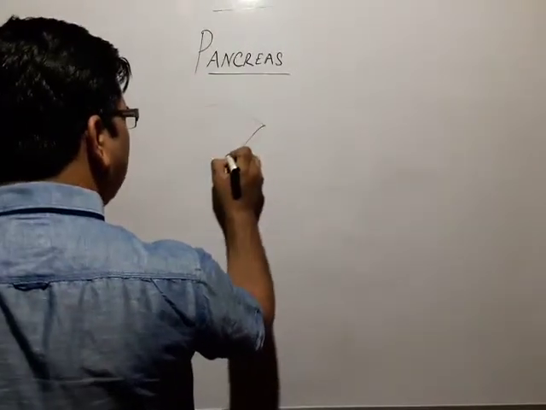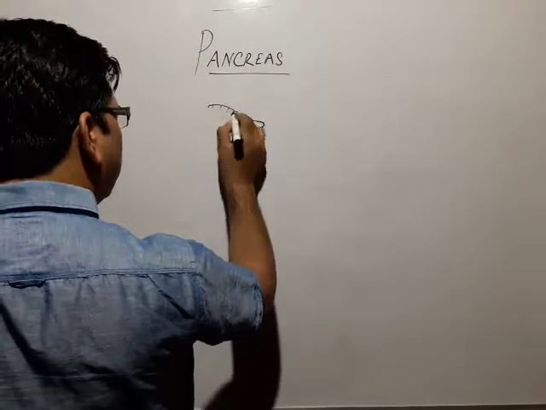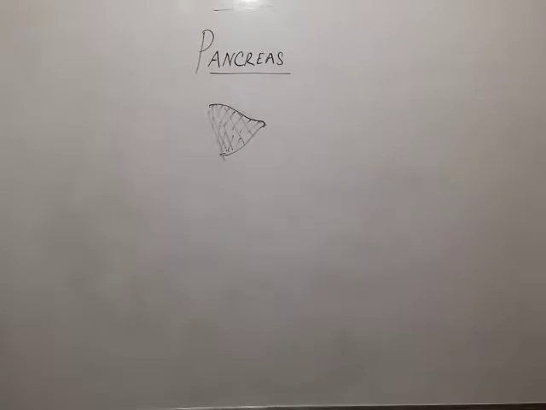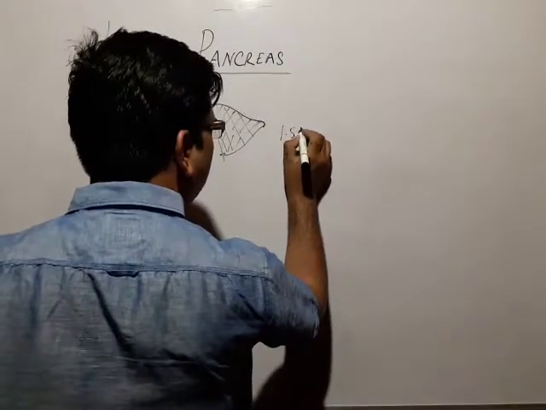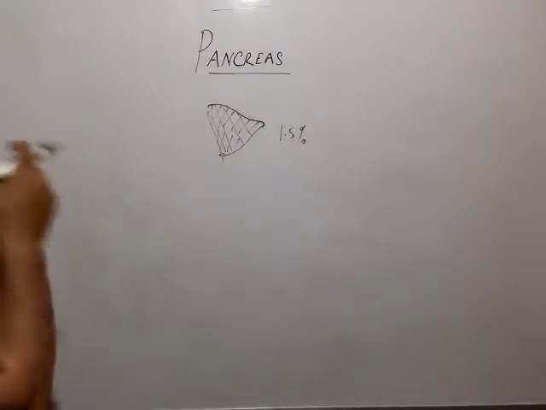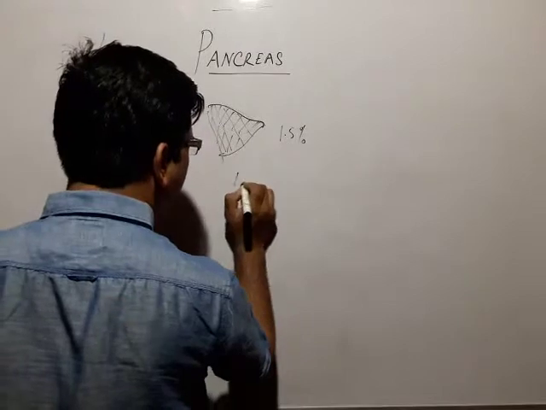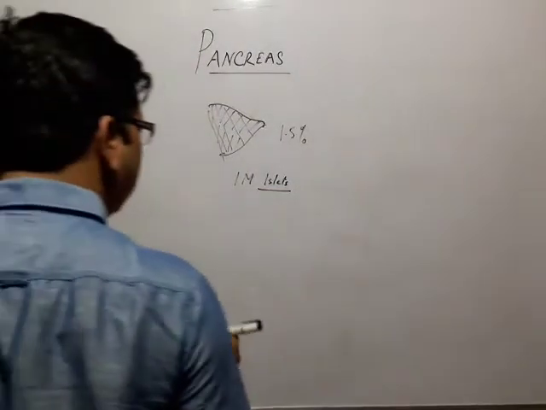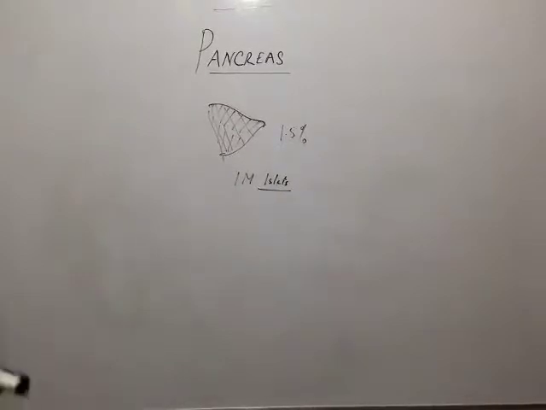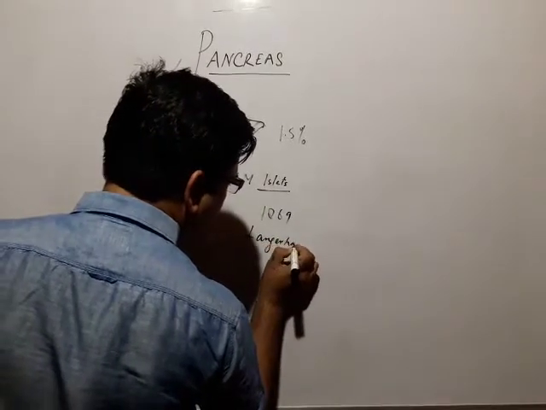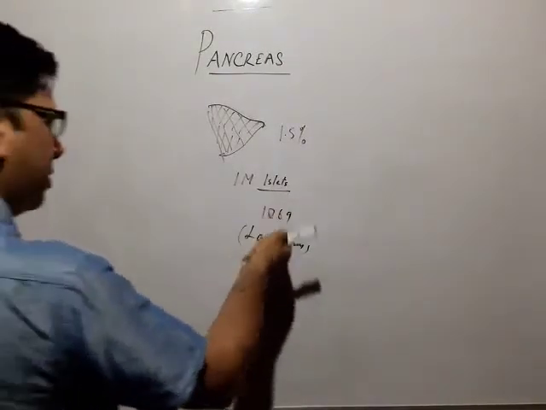The endocrine portion of this pancreas is not too much, it's very small. Only about 1.5% of this pancreas is used in endocrine functions. So there are 1 million islets. These are called pancreatic islets, better known as islets of Langerhans. Islets of Langerhans were discovered by the scientist Langerhans in the year 1869.